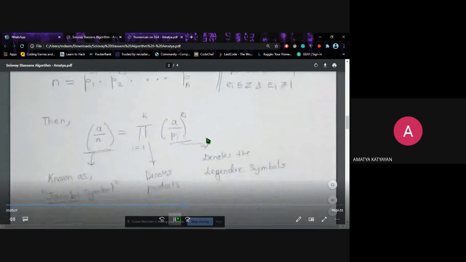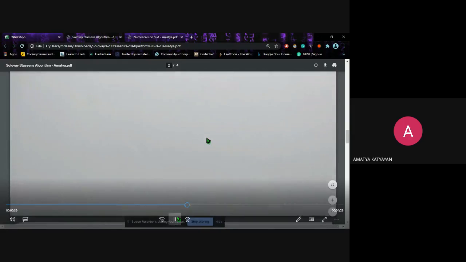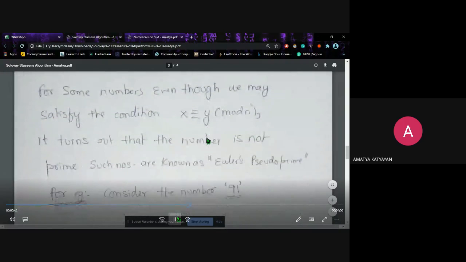One example of such a number is 91. So, for example, consider the number 91. If you consider the number 91 and solve using the algorithm, it will satisfy the conditions on both sides, and according to the algorithm, you'll get it as a prime number. But we know that 91 is not a prime. So it turns out that the number is not prime.